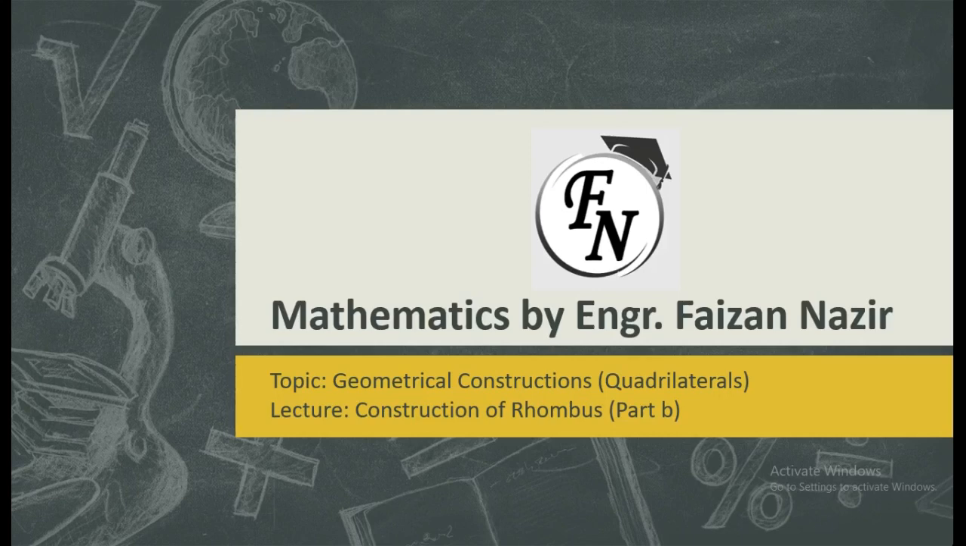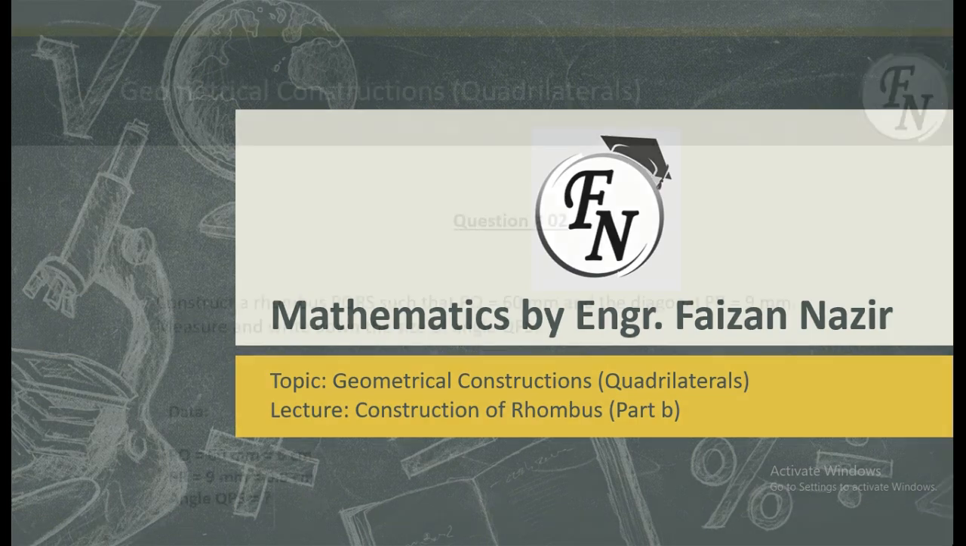Hello everyone. So today we'll be discussing the construction of a rhombus, and this is part B. I have discussed part A in the previous video, where we constructed the rhombus with one side and one angle given to us. As we know, a rhombus has all the sides equal, so we had all the sides and one angle. But today we have another question in which we have been given a diagonal and a length. So let's look at it.